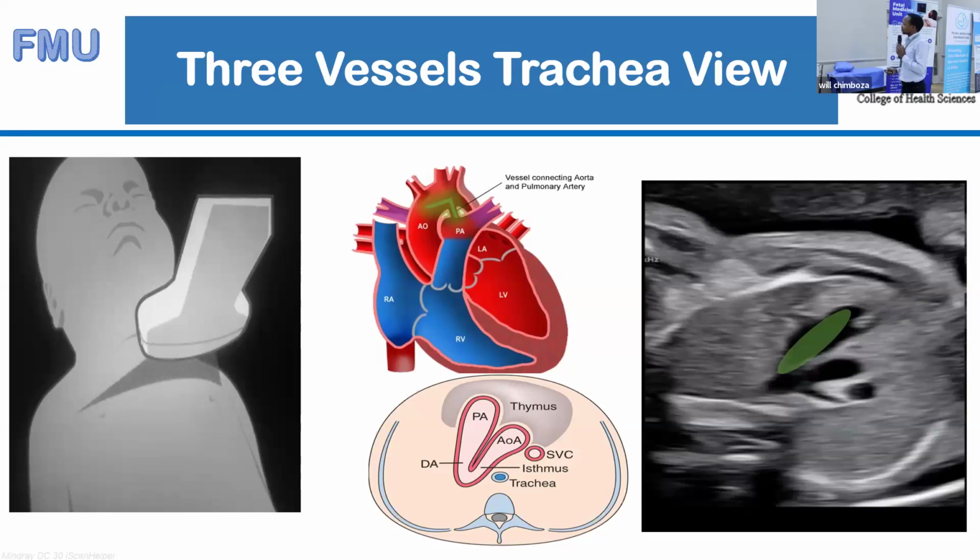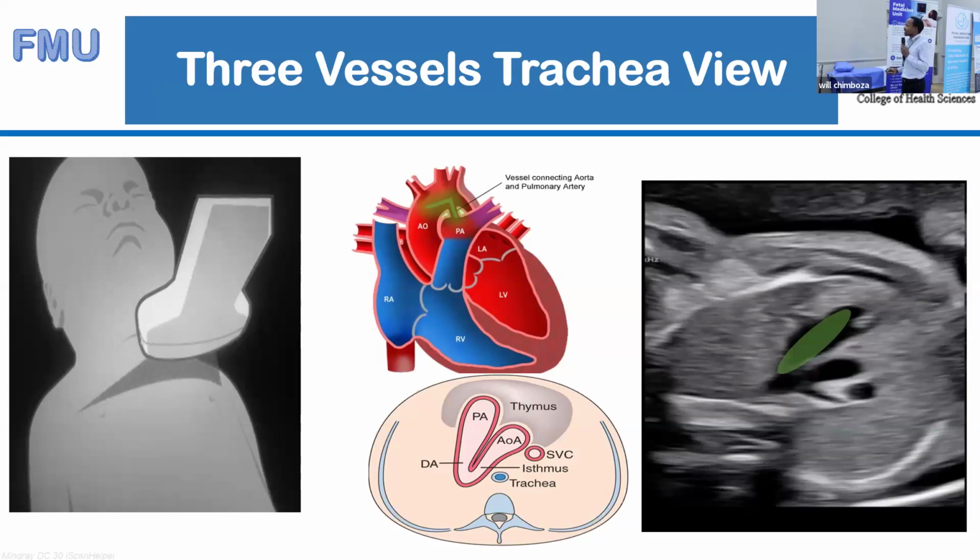We assess these structures in terms of, number one, the size. So the pulmonary artery being a little bit bigger than the aorta, which will be a little bit bigger than the superior vena cava. Then we also assess them in terms of direction of flow of blood.